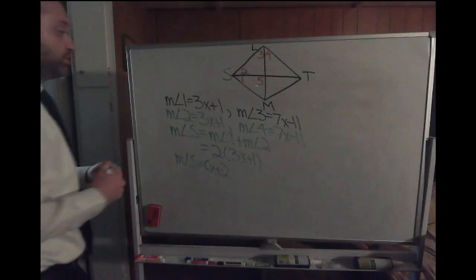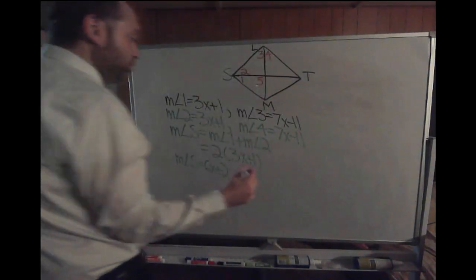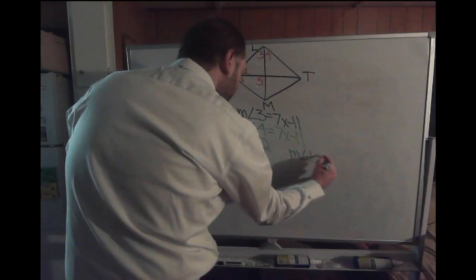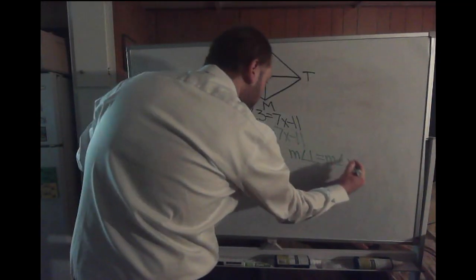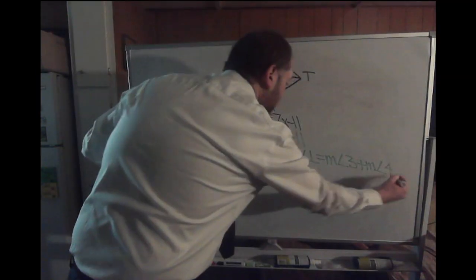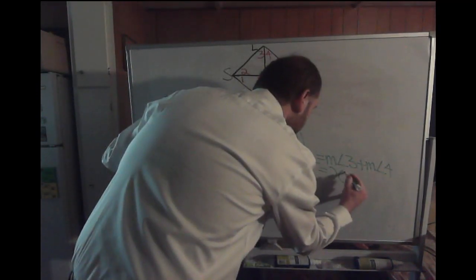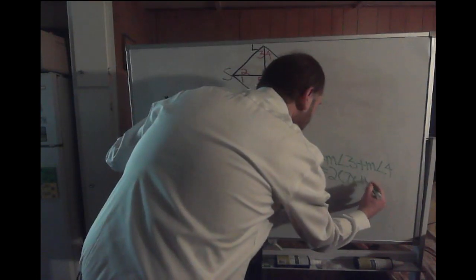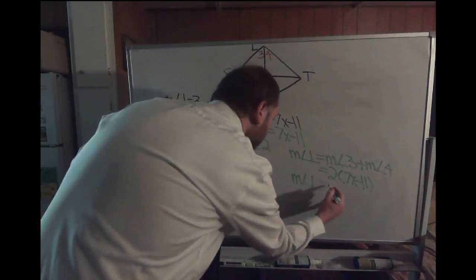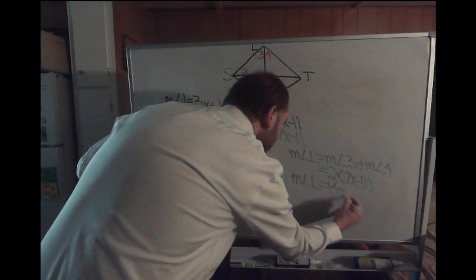Alright, now the measure of angle L would be equal to the measure of angle 3 plus the measure of angle 4. Which really means it's equal to 2 times 7x minus 11. Which means the measure of angle L equals 14x minus 22.